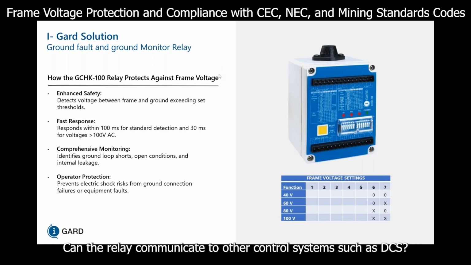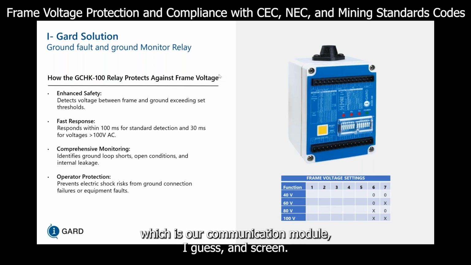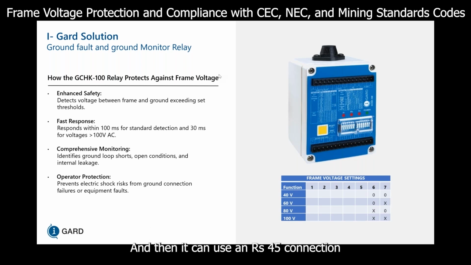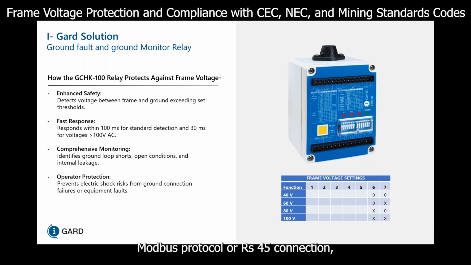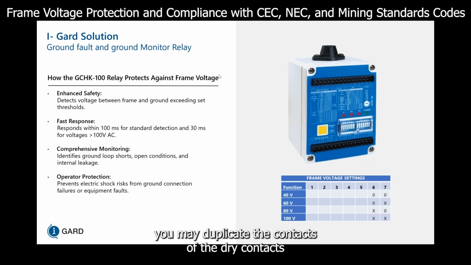Can the relay communicate to other control systems such as DCS? Yes, it needs an I-Gard SIM, which is our communication module, and a screen, and then it can use an RS-485 connection to the DCS. If your DCS is not accepting of a certain Modbus protocol or RS-485 connection, you may duplicate the dry contacts and use them in a manner such that your DCS can read it.